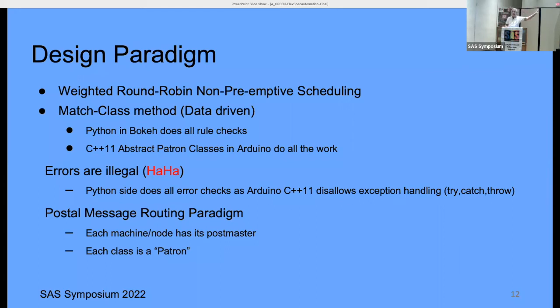And so the error code that would come back to you via Bokeh would come back from the Python side, not from the hardware side. Okay.